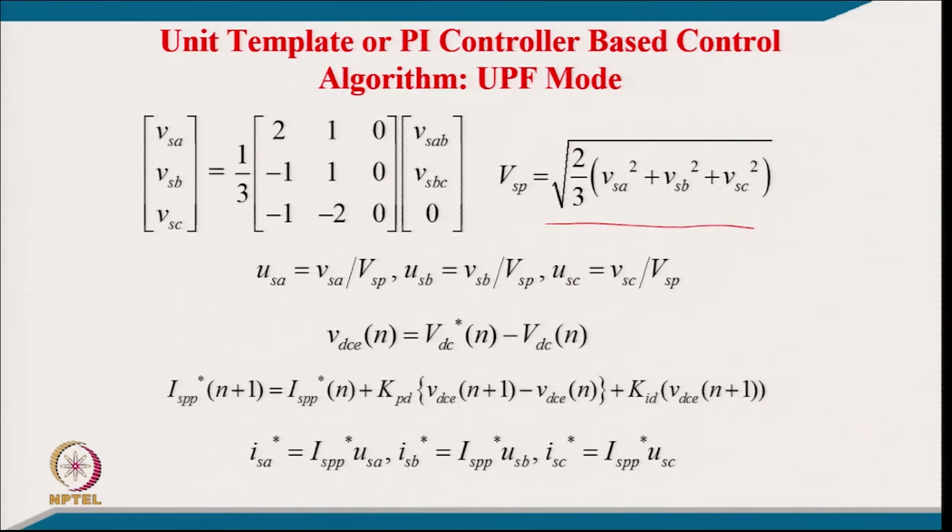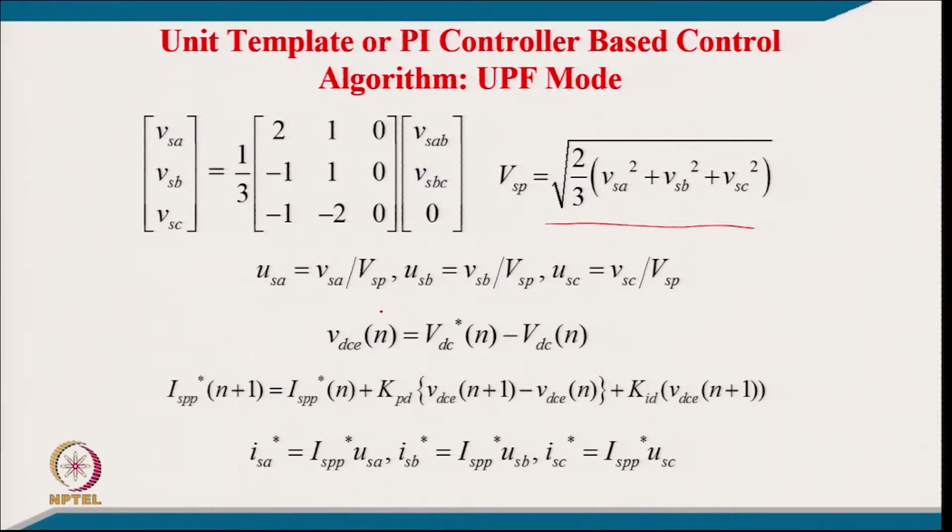The derivation of this relation we already talked about earlier, and from this we get the template which we discussed in the previous figure. The phase A voltage divided by its amplitude, phase B voltage divided by its amplitude, phase C voltage divided by its amplitude. So, all these are the templates, and we calculate the DC link voltage error, which we have already shown in the previous block.